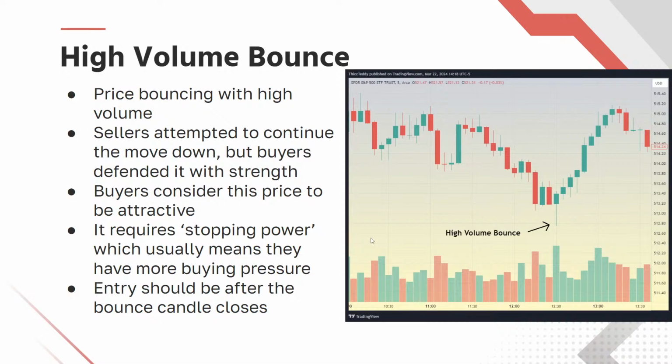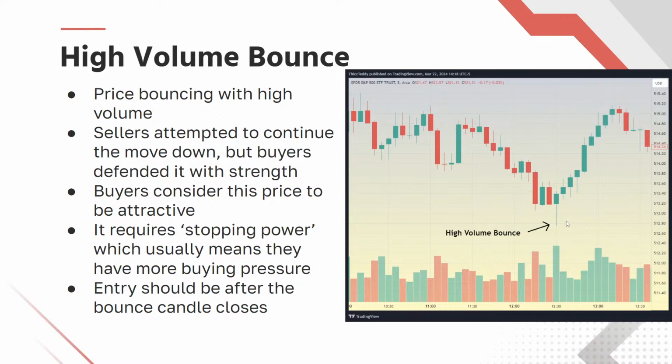It requires stopping power to create a wick like this. So that usually means that they have more buying pressure. And also, you guys know that the price is lower than it was an hour ago, which is usually also attractive to buyers and bulls. They find lower prices attractive. So when they show this stopping power, usually that's a key to us that, okay, they're ready to enter and ready to start deploying their buying pressure.